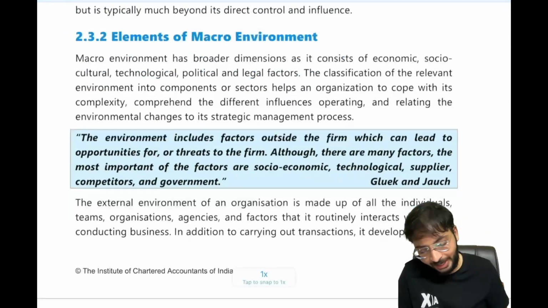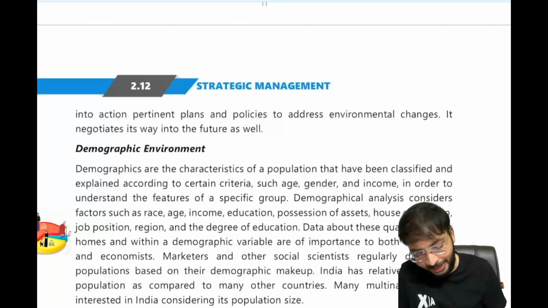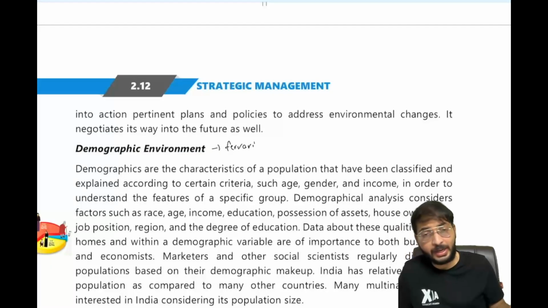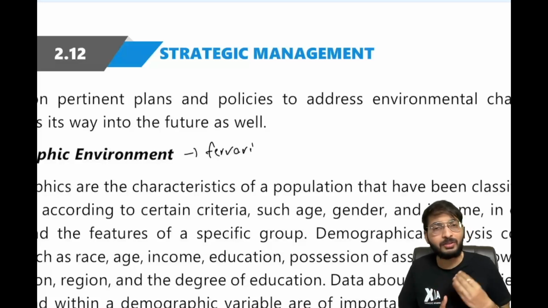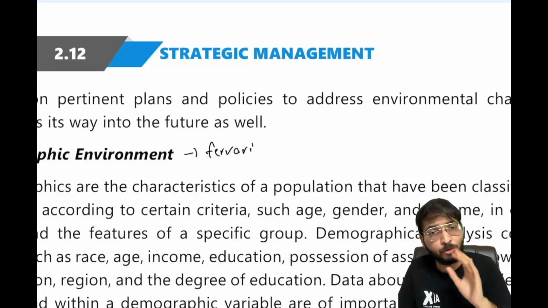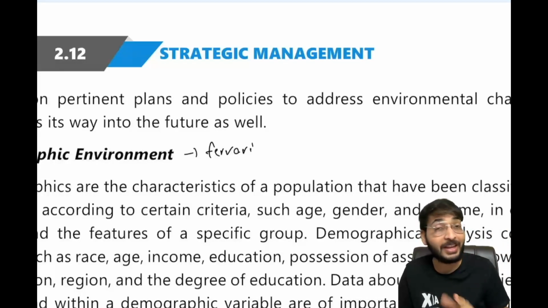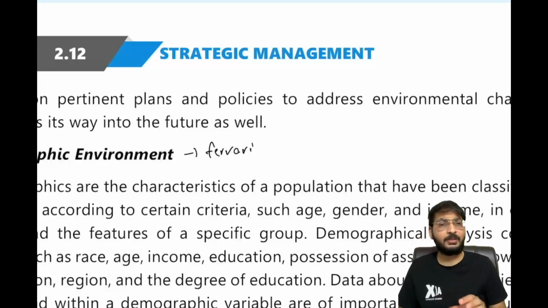Elements of macro environment. First element is called as demographic environment. I think you all know a car name called Ferrari, right? Or Porsche, all these high end luxury cars. If Ferrari wants to come to India and set up a showroom, do you think they go for tier 2, tier 3 cities and set up their showroom there? No, right? Why? Yes, exactly. What is there in your mind is correct.